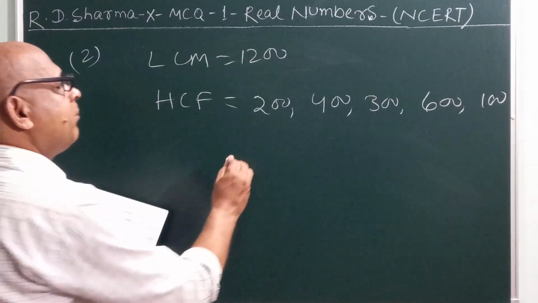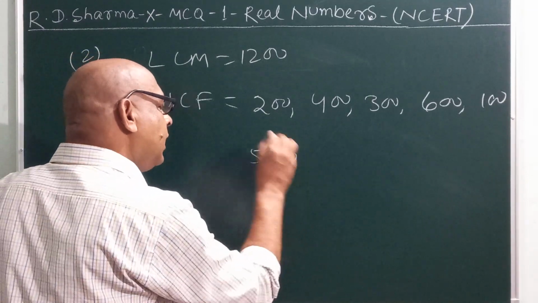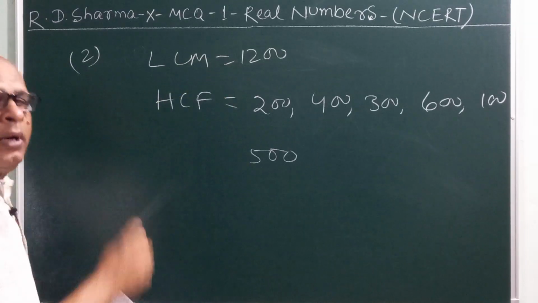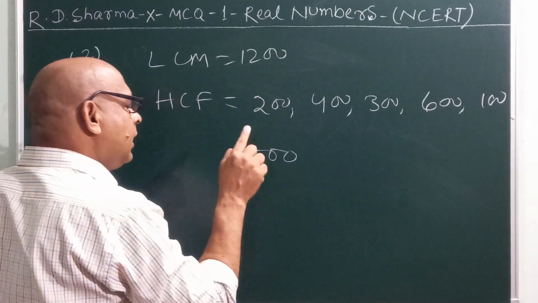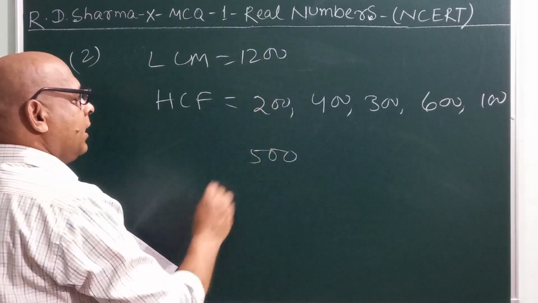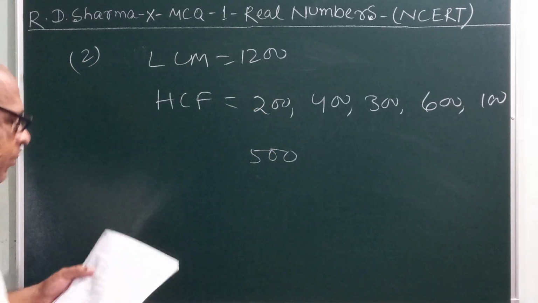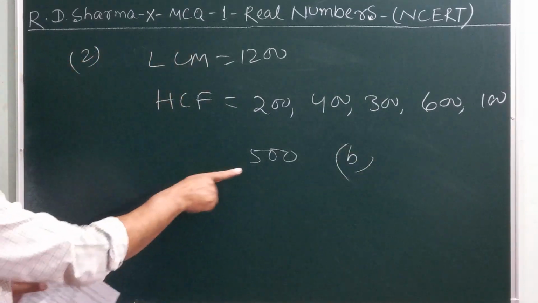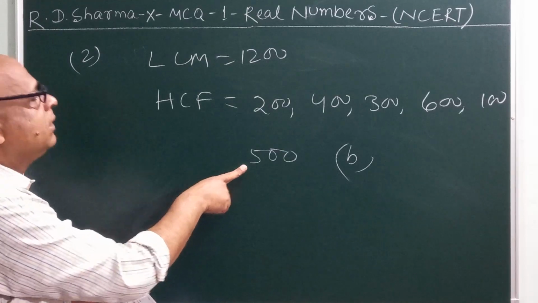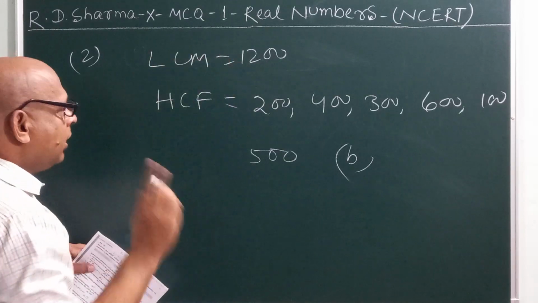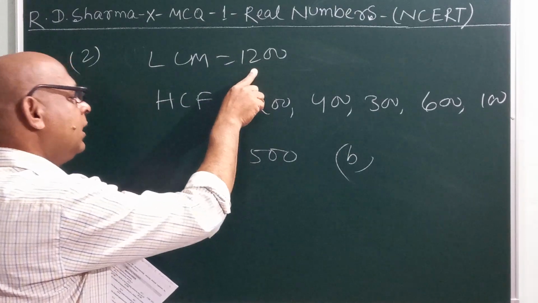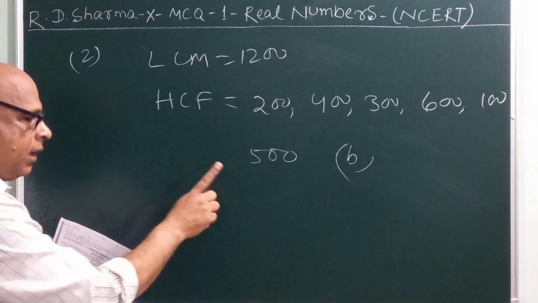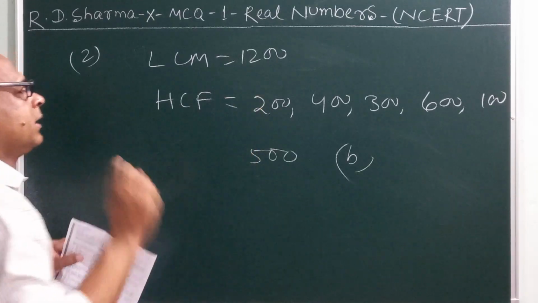It cannot be 500. 500 cannot be the HCF of numbers whose LCM is 1200, because 500 is not a factor of 1200. Answer is 500. Answer B. Clear? Cannot be the HCF. LCM is 1200. For these numbers the HCF is not 500, because 500 is not a factor of 1200.